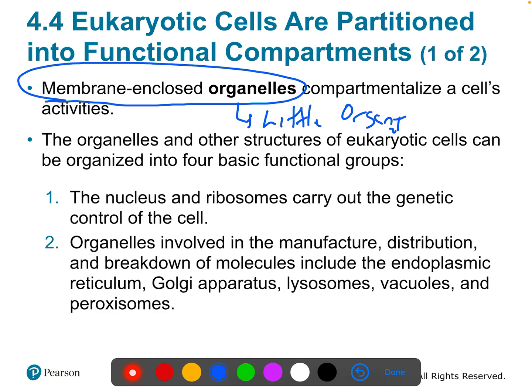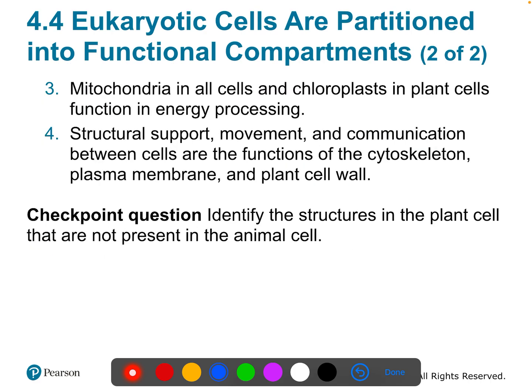Organelles can be divided into 4 basic functional groups, and this is how the chapter is going to lay out. First, we'll look at the nucleus and ribosomes. Then we're going to look at the organelles that make up the endomembrane system. Then we'll look at the organelles that are responsible for processing energy, and then we'll finish up looking at the structural support components of a typical cell.